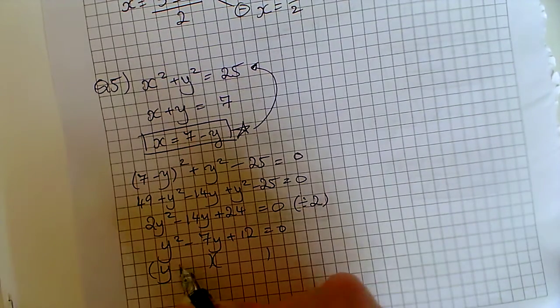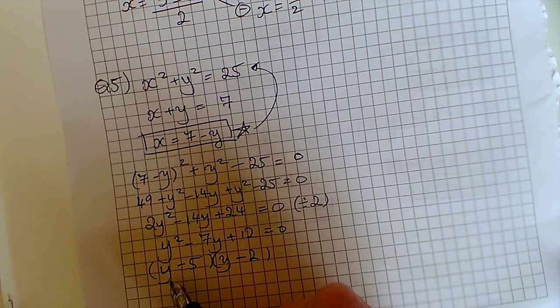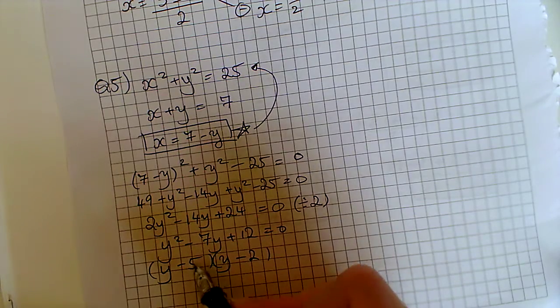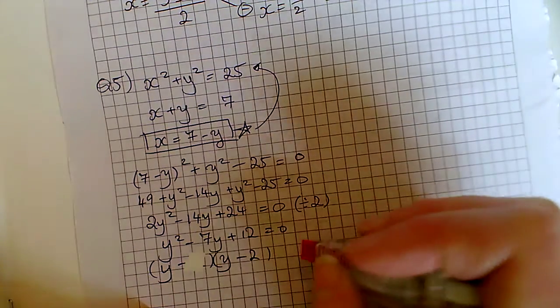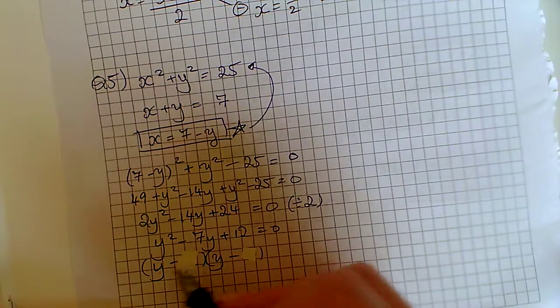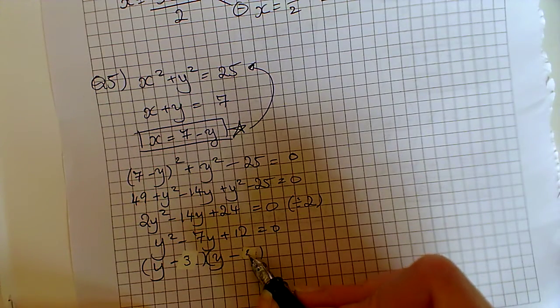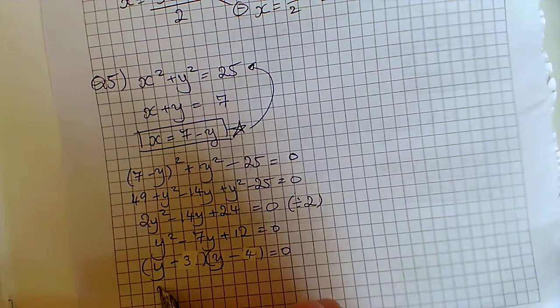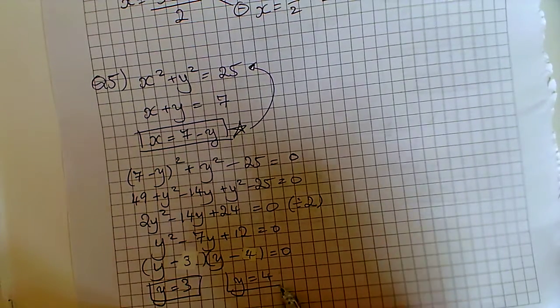And I can see the factors there. y minus 5, y minus 2. Nope, I can't see the factors. 3 and 4. y minus 4 and y minus 3. 5 and 2 did add to give me 7. Minus 5 and minus 2 added to give me minus 7. But they didn't multiply to give me 12. So I was getting ahead of myself there. y minus 3 and y minus 4. So the two values are y equals plus 3 or y equals plus 4.